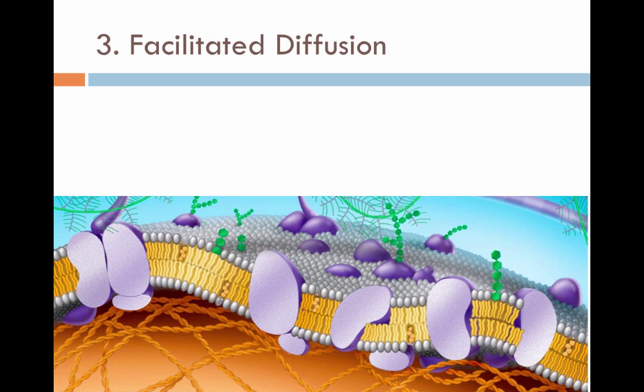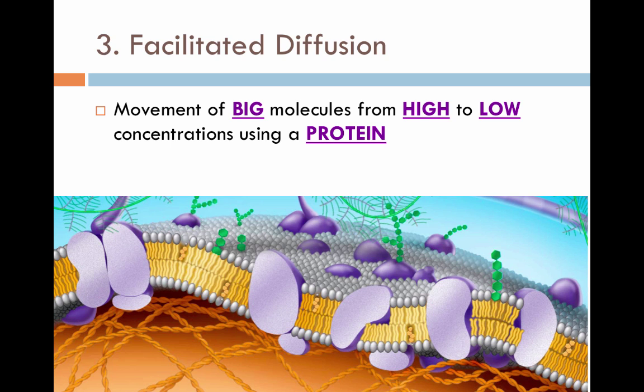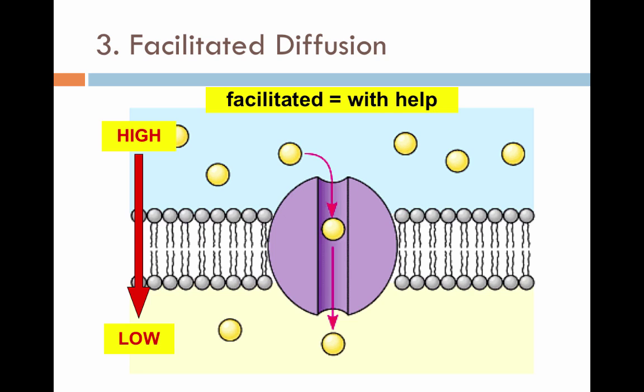Another way molecules can move through the plasma membrane is called facilitated diffusion. Facilitated diffusion is when big molecules move from a high concentration to a low concentration, but because they are so big, they can't fit through the plasma membrane, so they have to go through a protein. This picture is showing facilitated diffusion. These molecules, these yellow dots here, are representing big molecules. They cannot fit through these phospholipids of the plasma membrane, so instead they have to go through a protein.